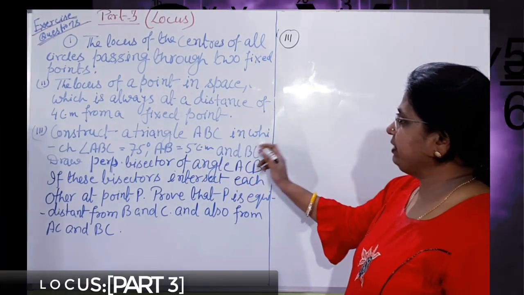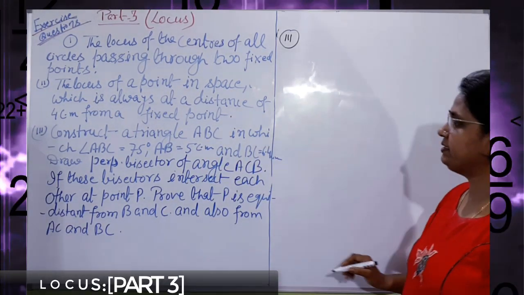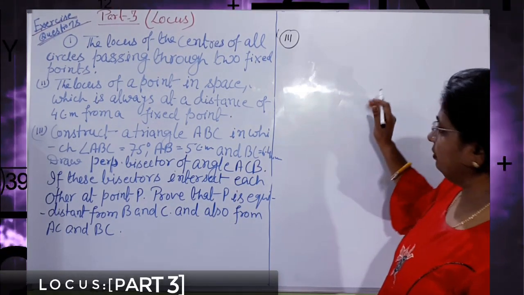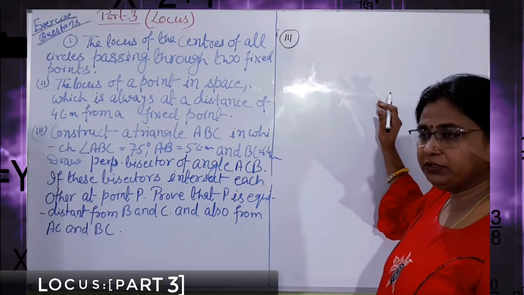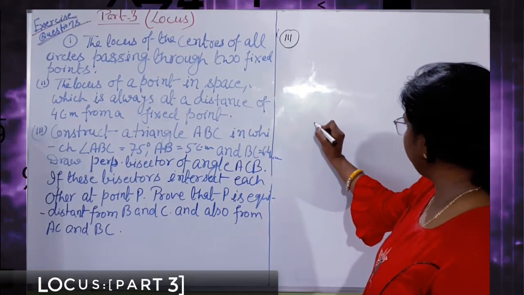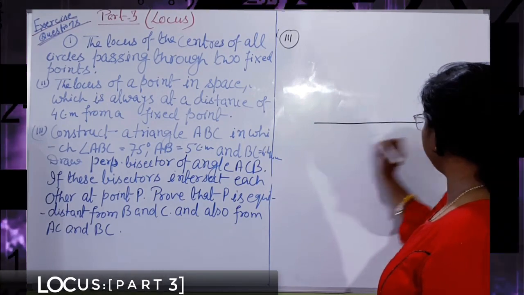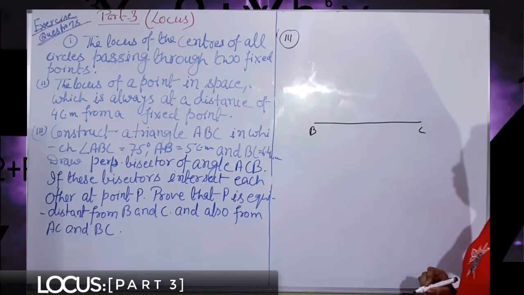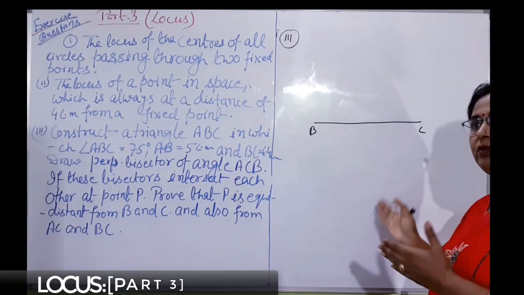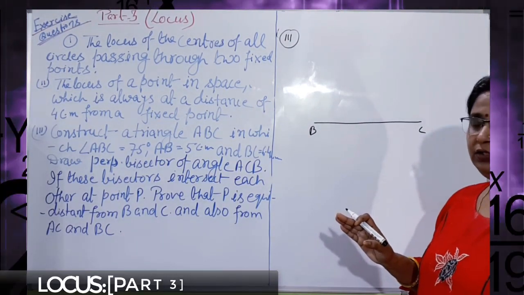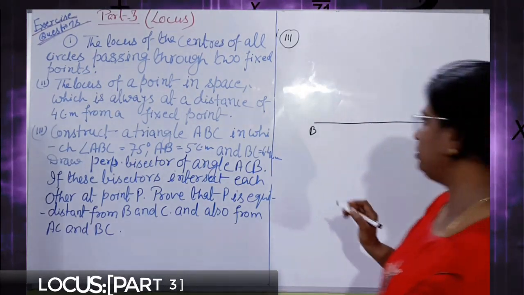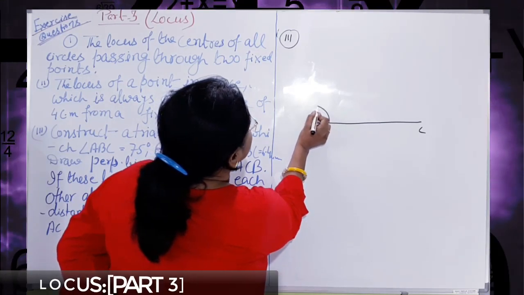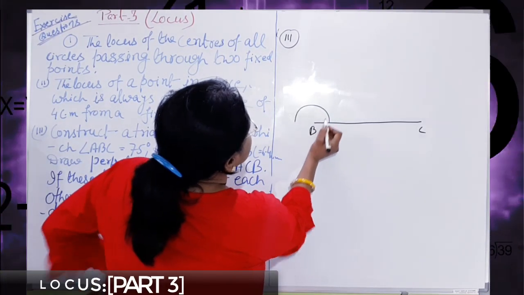Construct a triangle ABC in which angle ABC is 75 degree. मुझे उम्मीद है 75 डिग्री आप लोग जानते होंगे ड्रॉ करना। इसके लिए हम एक लाइन ड्रॉ करते हैं BC. तो 75 डिग्री बनाने के लिए फर्स्ट we will construct 90 degree angle for the 75 degree, like this.